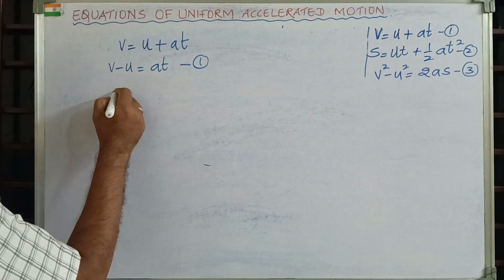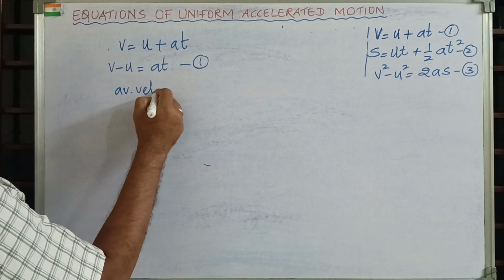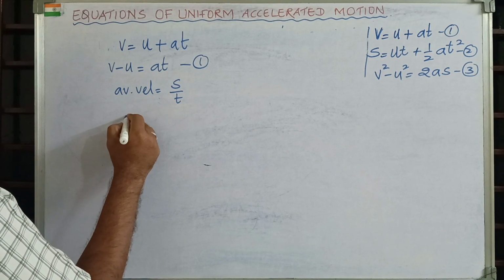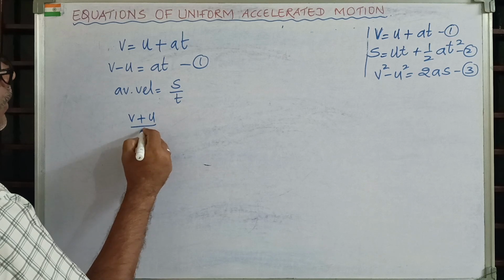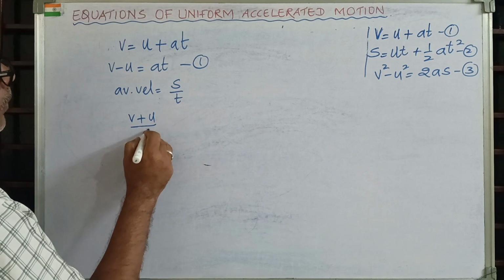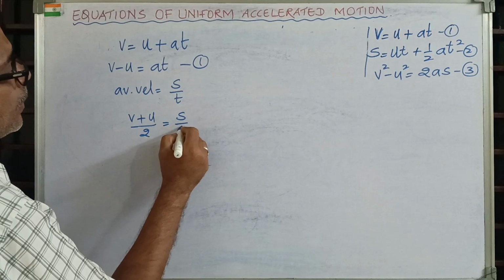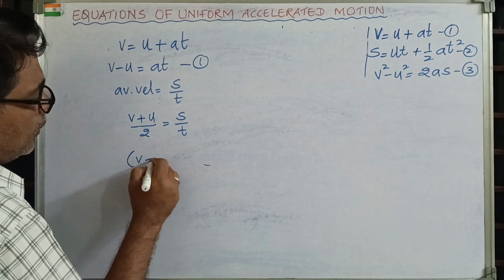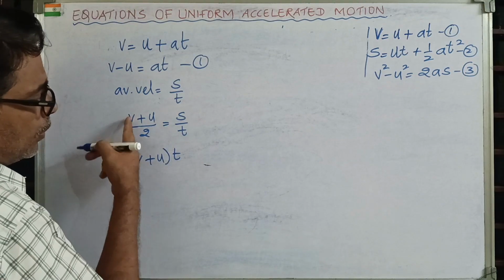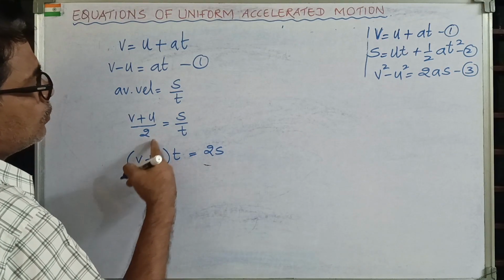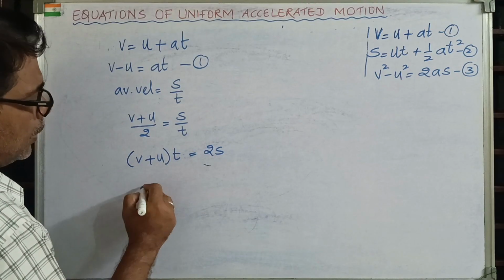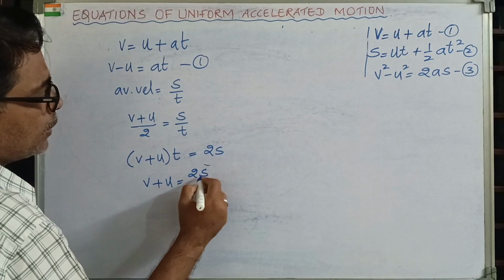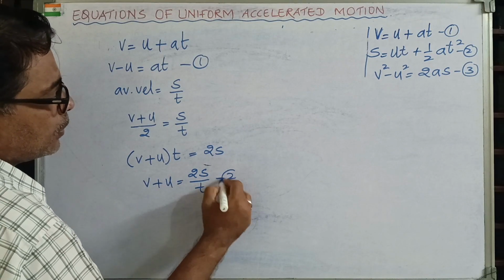Now the second one. Actually, you remember, average velocity is equal to displacement by time. So now let us write down average velocity: v plus u by 2 is equal to s by t. What do you want? You need to cross multiply. v plus u into t is equal to 2s. Okay, you don't want t, you want to take only v plus u. Send t to the other side: v plus u is equal to 2s by t. This will be your equation 2.